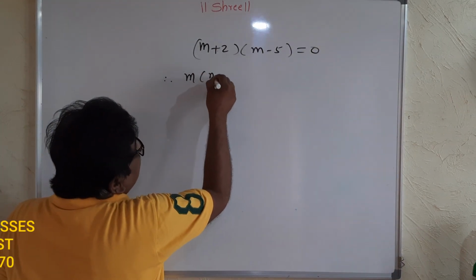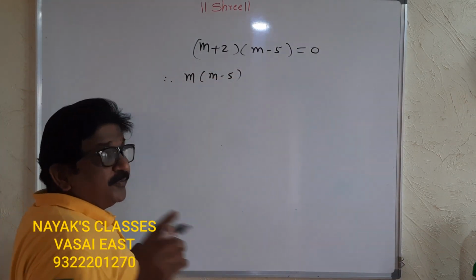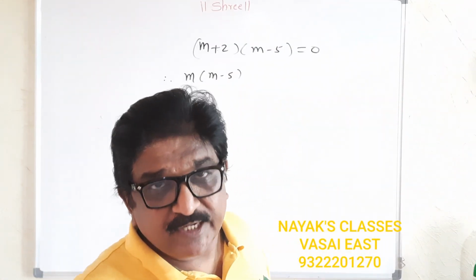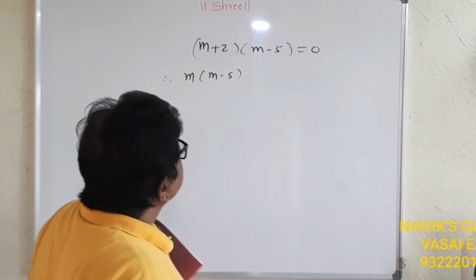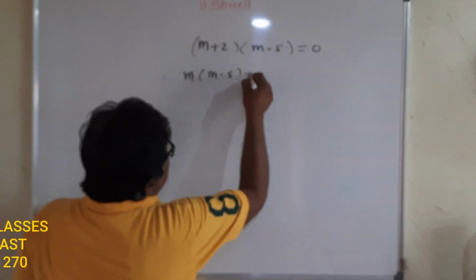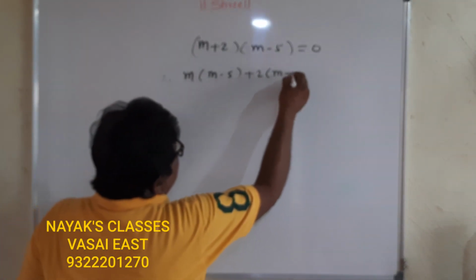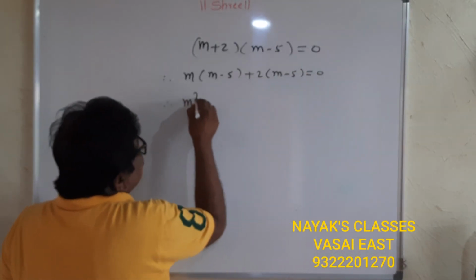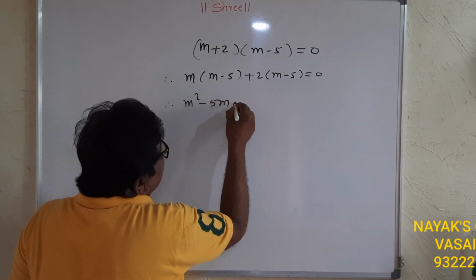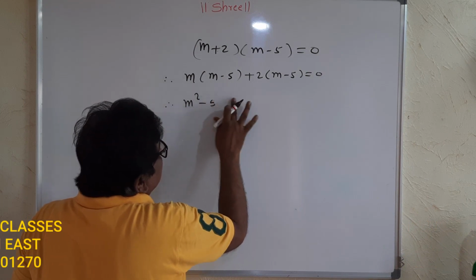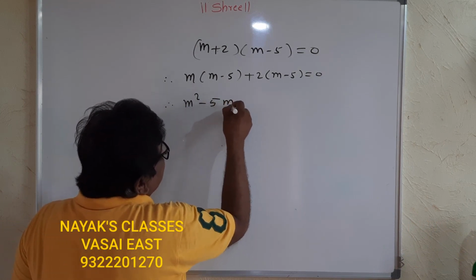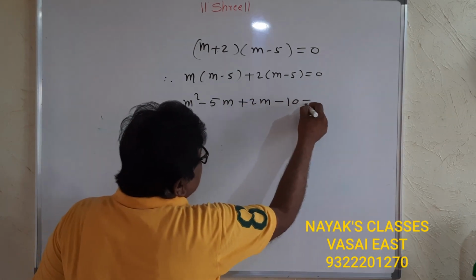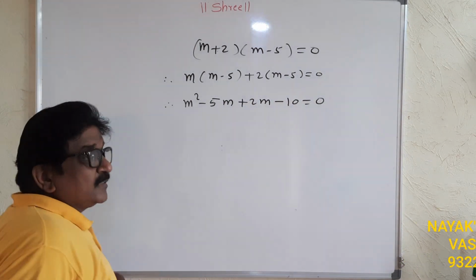Therefore, m into bracket m minus 5. The opening of brackets, you have studied in the last lesson of 6th standard. Plus 2 into bracket m minus 5 is equal to 0. Therefore, m square minus 5m plus 2m minus 10 is equal to 0.